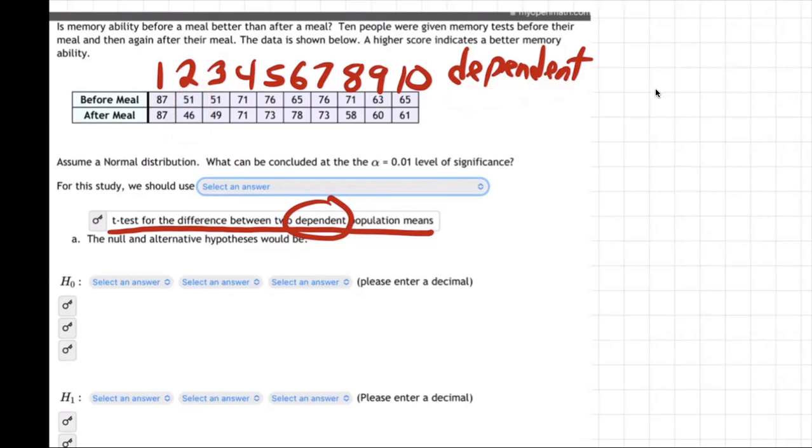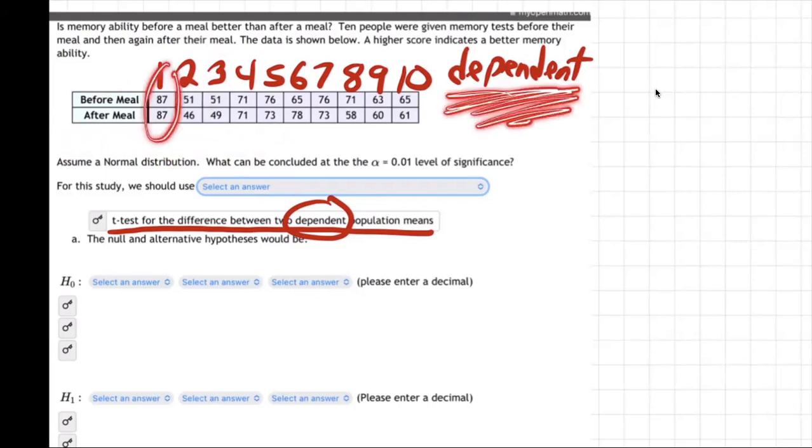Now, they could have set this whole test up differently. They could have had 10 people take a memory test before eating a meal, and then a different 10 people, totally different group of 10 people, unrelated to the first group, take a memory test after the meal. That would have been independent, two independent, separate, unrelated groups. They could have done that. But the way they're doing it here is better because it's the same exact people, right?